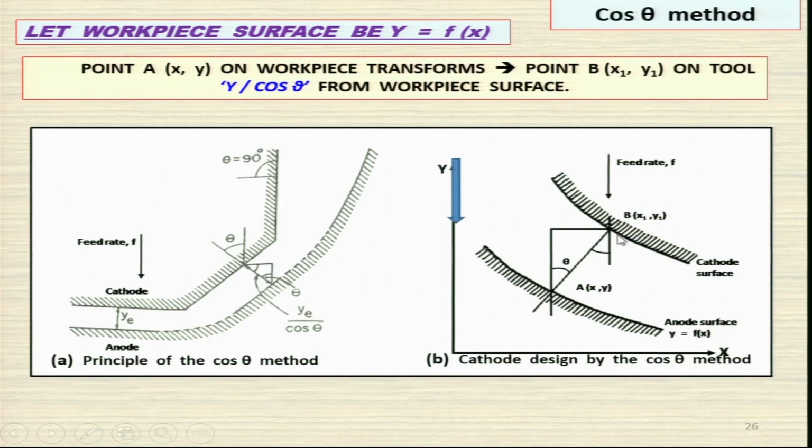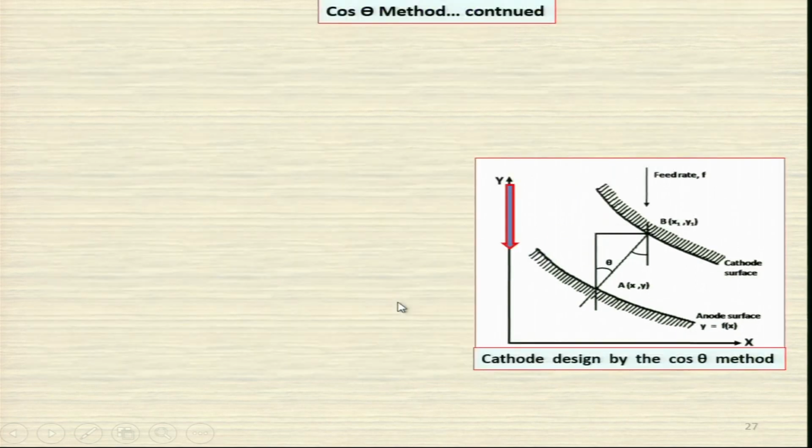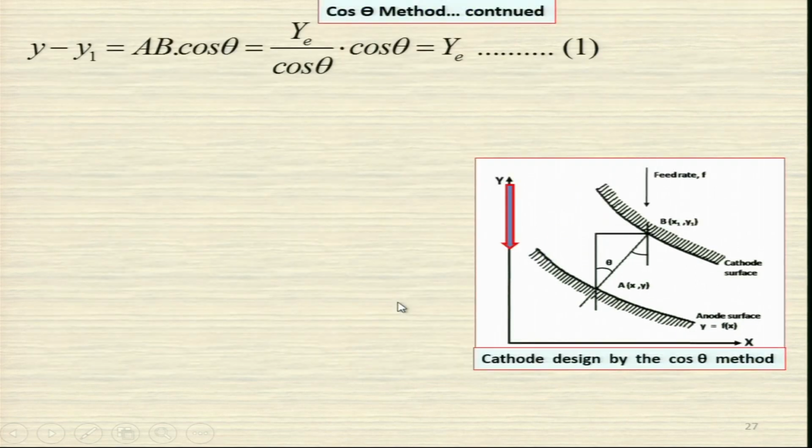So, if you have this as the tool point, then you can get this on the workpiece surface, and that is what we are interested in. That comes under what is known as the cathode design problem, and this is used for anode shape prediction as well as cathode design purposes. Y minus y1, that is the gap at any point, is AB cos theta, as we have seen there, and that is y_E over cos theta into cos theta, that becomes y_E, the equilibrium gap.